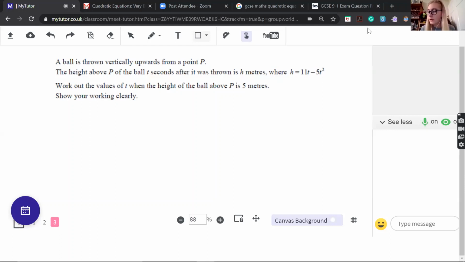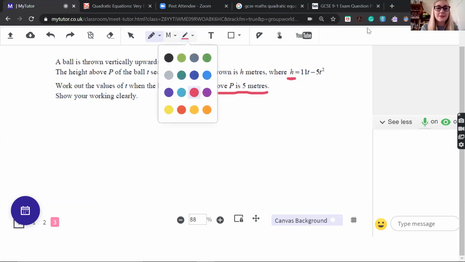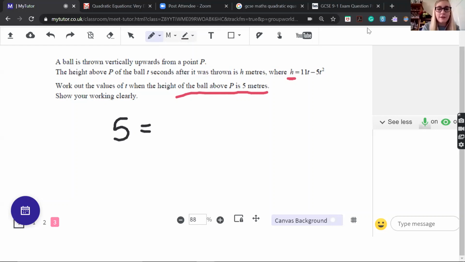Okie doke. So all this is again, it's asking you to set up your own quadratic equation. So we've just got to look for these clues in the question. So we know that this here h is the height above P of the ball, and it's just said that the height above P is 5 meters. All that means is h is 5. It's saying solve for t when h is 5. That's all they're saying here. But they put it in a load of words to make sure that you can understand complicated questions. So what it's saying here is solve 5 equals 11t minus 5t squared.